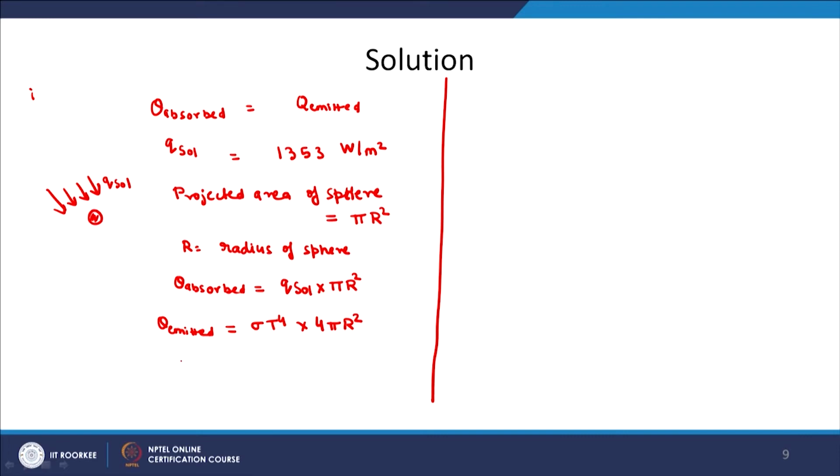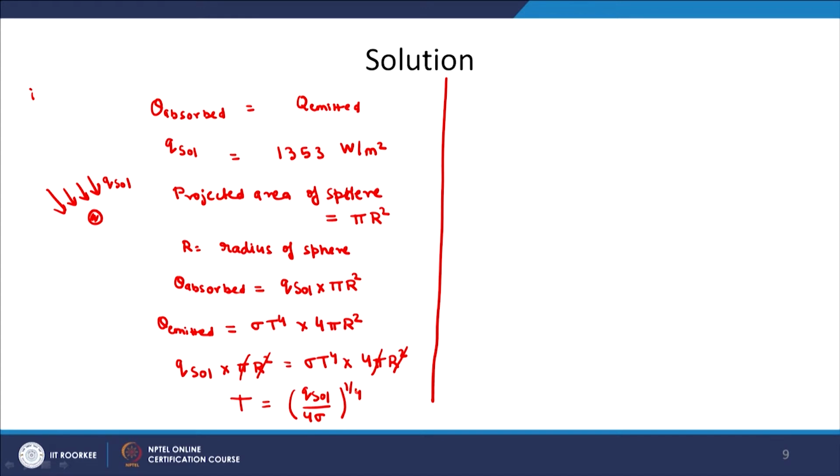So, then we equate, so we get Q sol into pi r square is equal to sigma T to the power 4 times 4 pi r square. Actually, we do not need the radius value. The radius basically cancels out, and the value of pi also cancels out. So, what we get is temperature is equal to Q sol divided by 4 sigma, power 1 by 4. So, this is the temperature of the sphere.